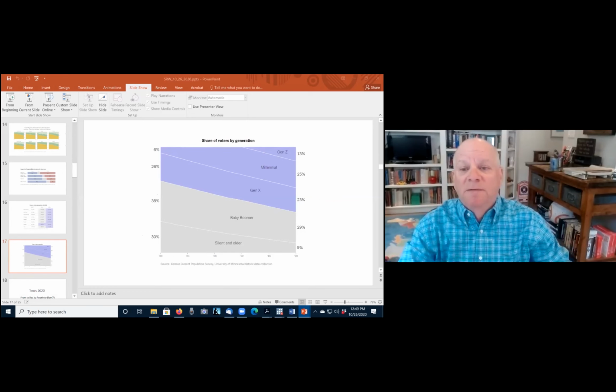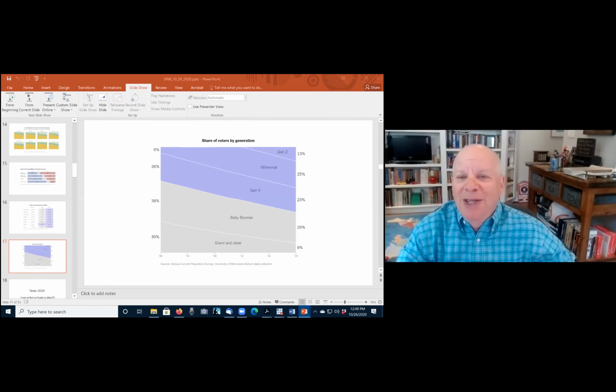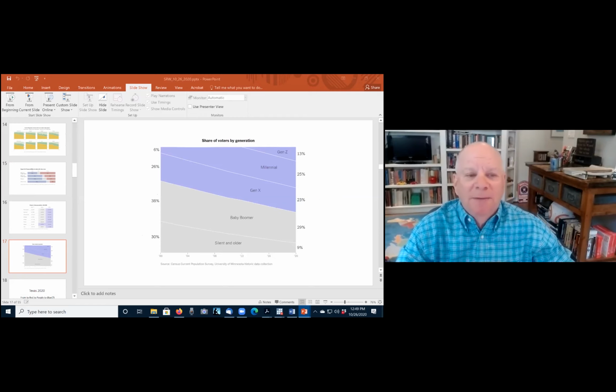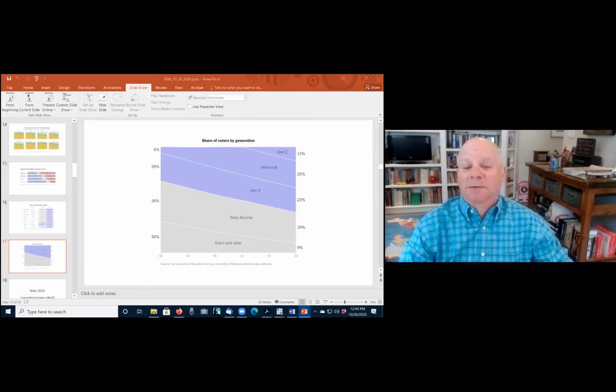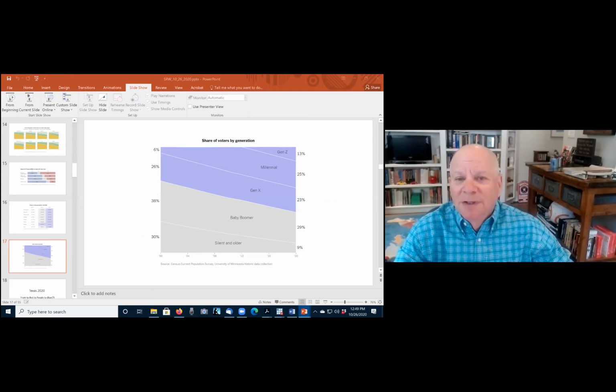The share of voters by age: Gen X, millennials. This is just a better way to put it. Baby boomers, my generation, were 38% of the vote at the beginning of the century. In 2000, we dropped almost 10 points. Millennials, Gen Xers, Gen Zers, which not a lot of them, they're now coming into the electorate.